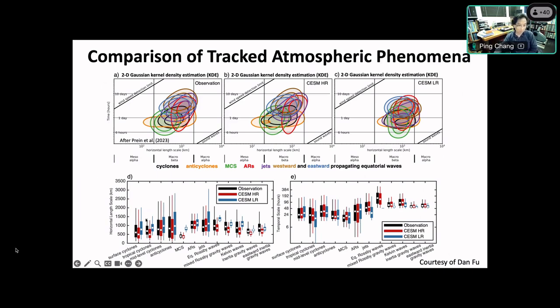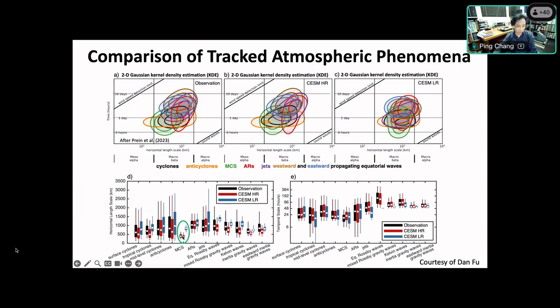So the bottom picture here is basically showing a one-dimensional picture of the upper. You project that into the one-dimensional. The left panel is showing the spatial scale, and the horizontal axis shows the different atmospheric phenomena. The black is showing the observation, the red is the high res, and the blue is showing the low res, and the right panel is showing the temporal scale.